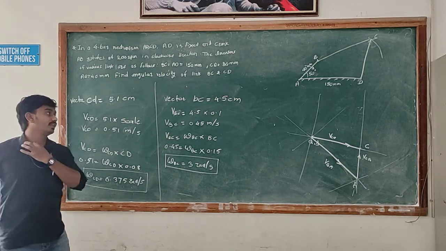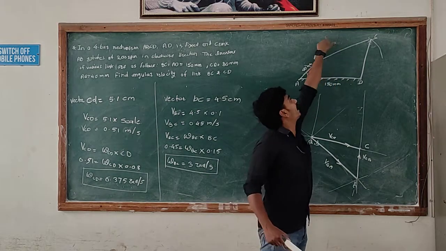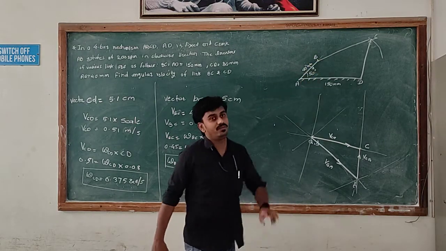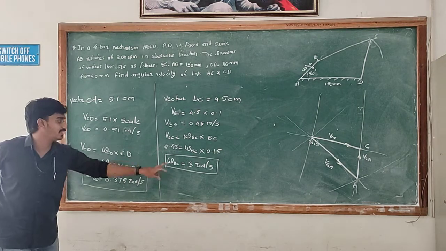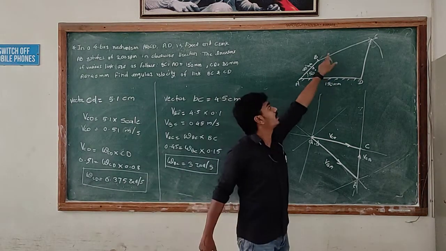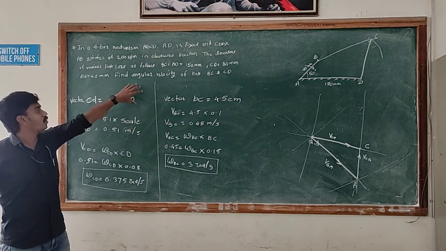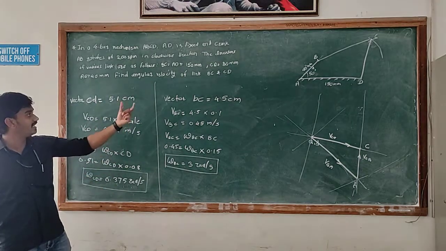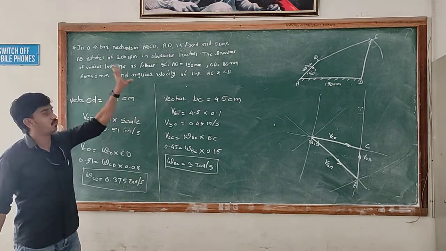Now, as this link is rotated clockwise, this link BC will rotate in an anti-clockwise direction with the center B. So the angular velocity of the link BC is 3 radian per second and its direction is anti-clockwise with center B. So this is the overall solution for this numerical, how to find out the angular velocity of the link BC and link CD by using the relative velocity method for a 4-bar chain mechanism.